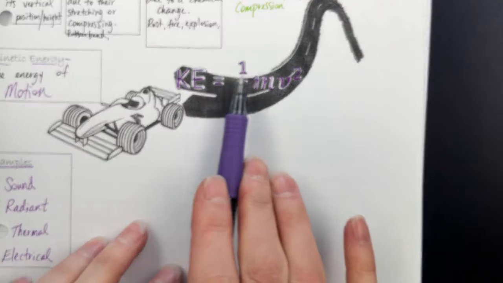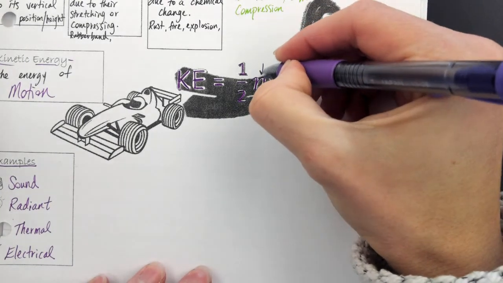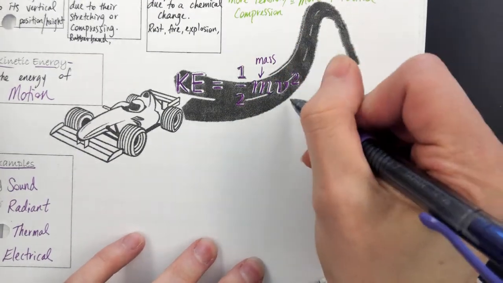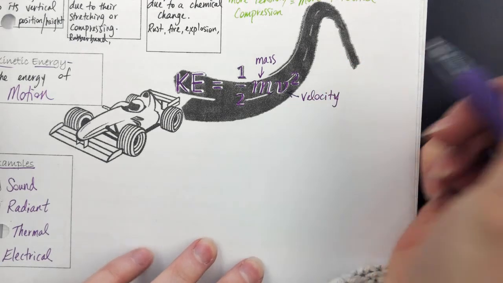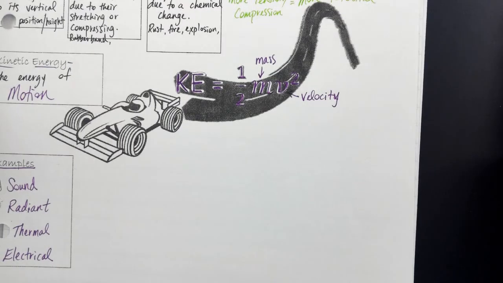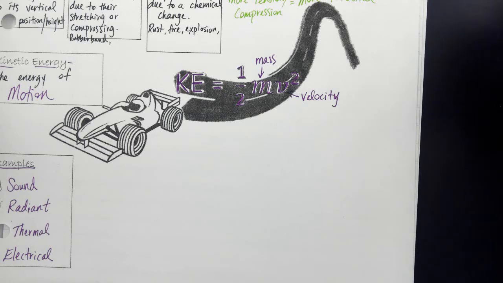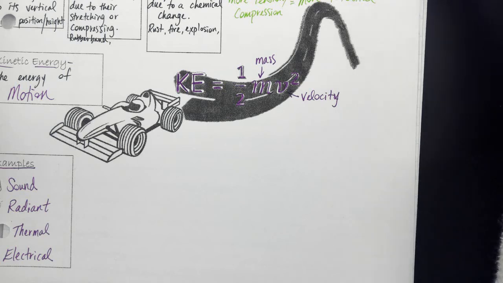Kinetic energy equals 1/2 m times v. What's m? Mass. But what is velocity again? No, velocity is two words: speed and direction.